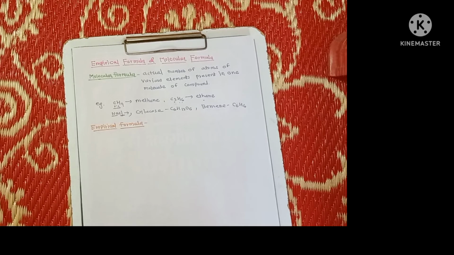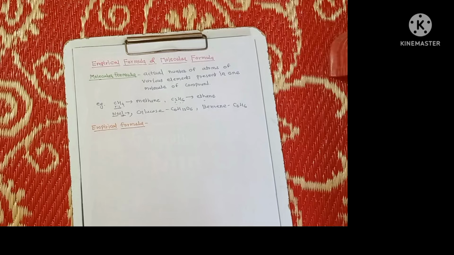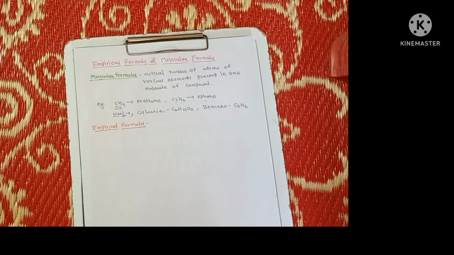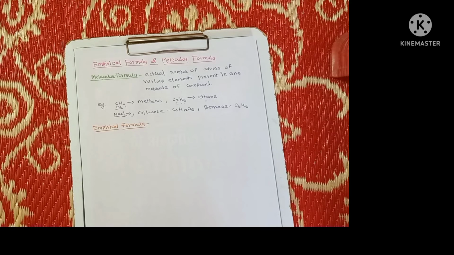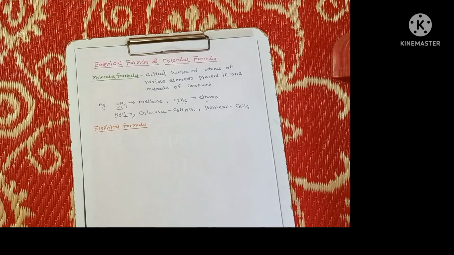So the empirical formula is nothing but the simplest whole number ratio of atoms of various elements present in one molecule of the compound. Okay, simplest whole number. So the empirical formula is nothing but the simplest whole number ratio.